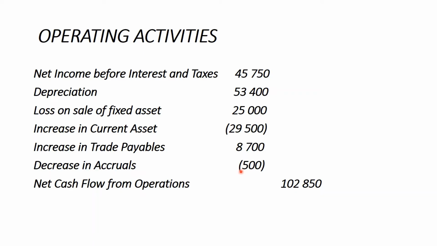we will minus that, and when we add the entire column, we'll get the net cash flow from operations being 102,850, and it is an inflow. Okay, if it was an outflow, we'll put it in brackets. Okay, let's move on to the next section.